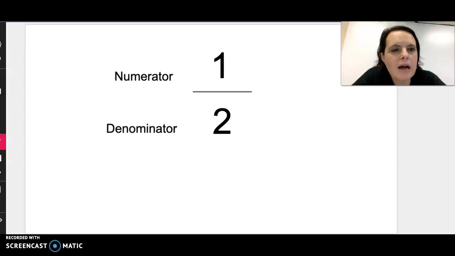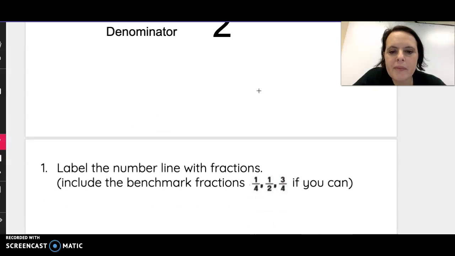The first thing we're going to do is talk about some vocabulary. We have numerator and denominator. Numerator is the top number, denominator is the bottom number, and the line in the middle means division. We've seen this when we've talked about probability.